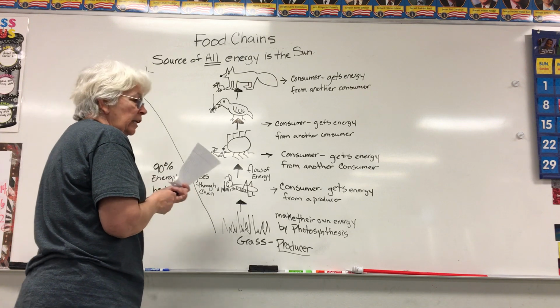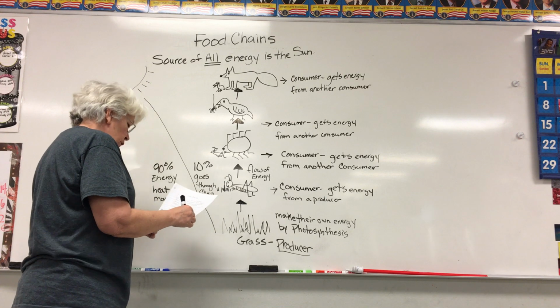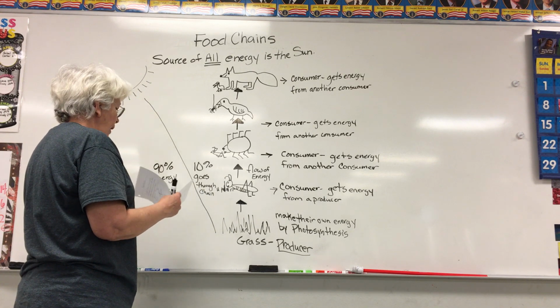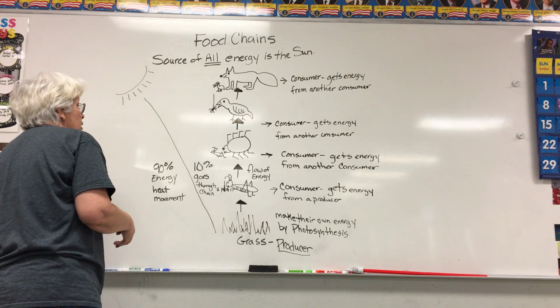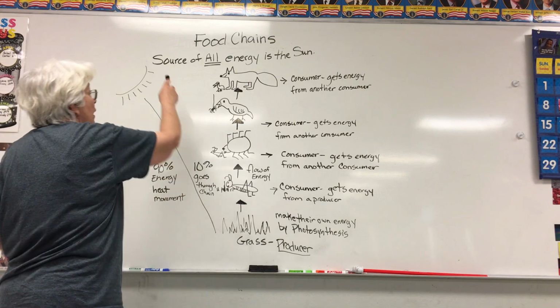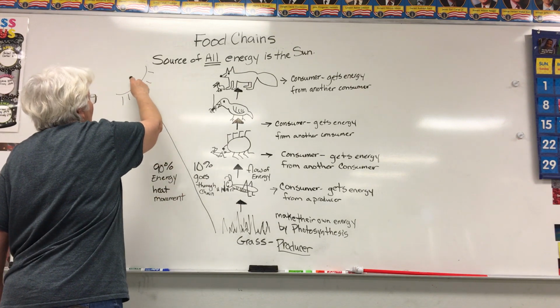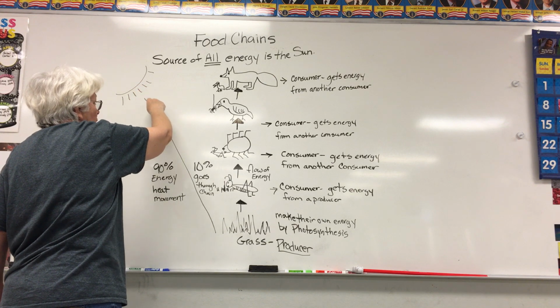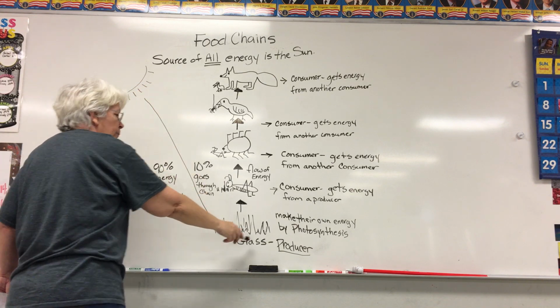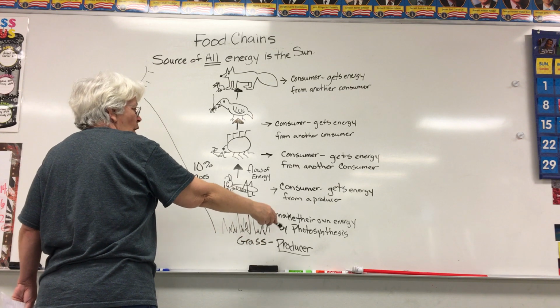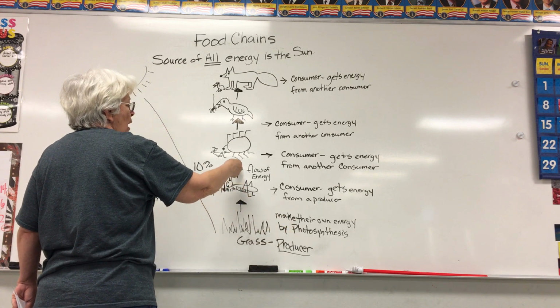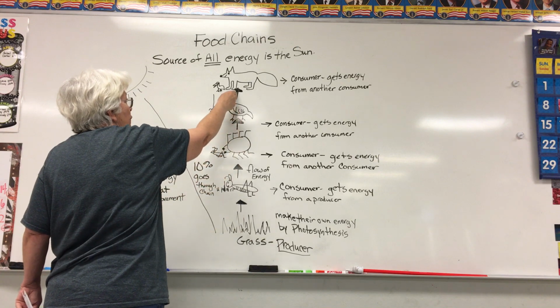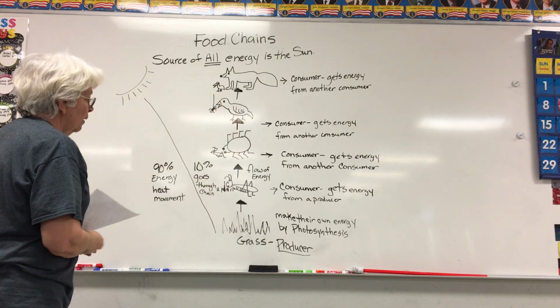So that's just a little lecture on food chains, and then we'll do a lecture on food webs. And remember, the source of all energy is the sun. The sun shines down on producers. They make their own energy. How? By photosynthesis. And then we follow the arrows through the flow of energy. All right.